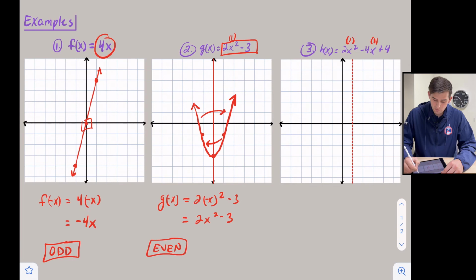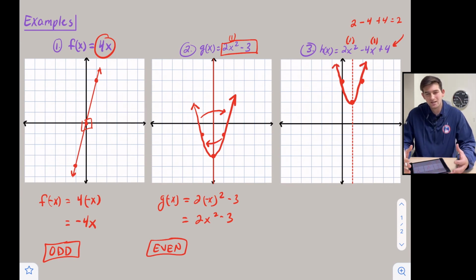So this is going to be 1 squared is 1, times 2 is 2, minus 4 plus 4. This will just equal 2. That means my vertex is at (1, 2). This value right here is c, which is my y-intercept. So 1, 2, 3, and 4. Then I can reflect that y-intercept over my axis of symmetry to get my parabola. Now we can see it's not symmetric about the origin, and it's not symmetric about the y-axis, so this one should be neither. Let's see what happens when we make x opposite.